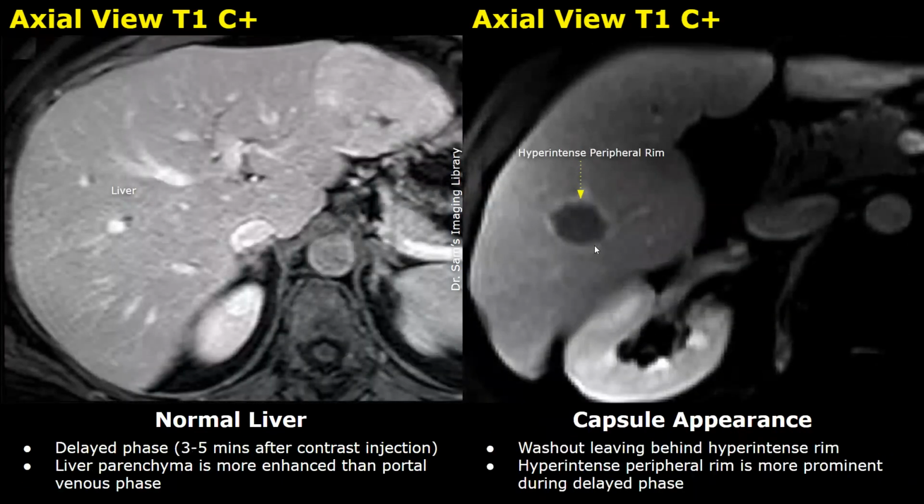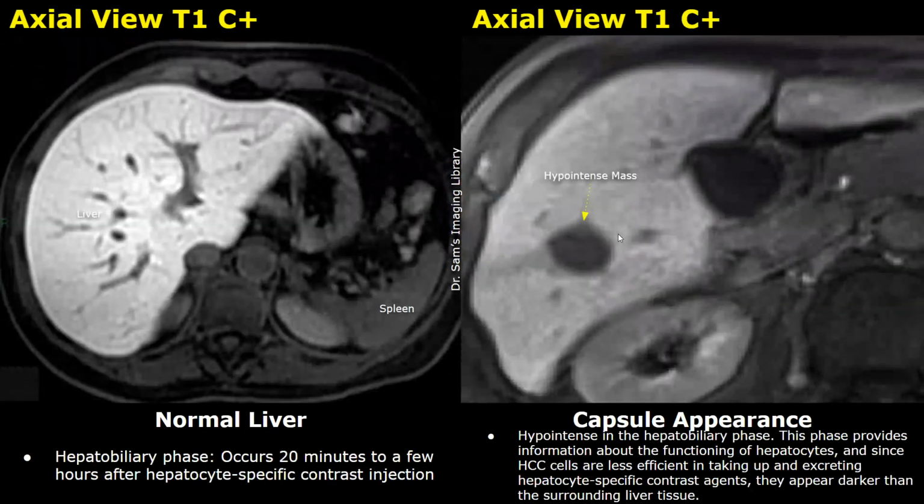This is a delayed phase. Washout can be seen during this phase, along with a capsule appearance. We can see the hyperintense peripheral rim. This is the hepatobiliary phase. The tumor is hypointense during this phase.